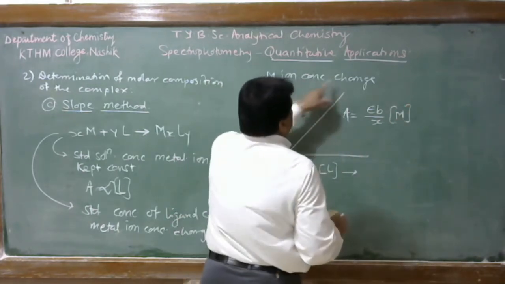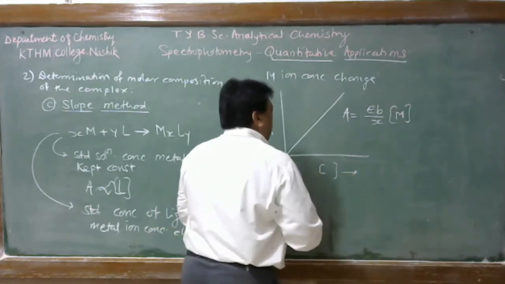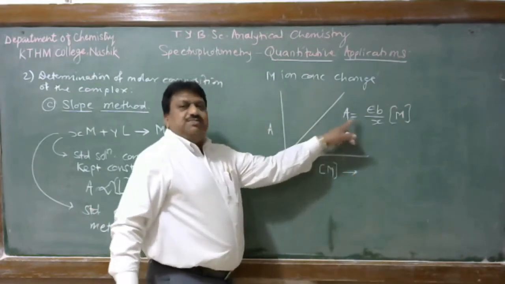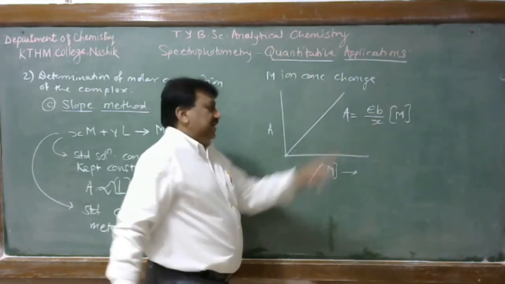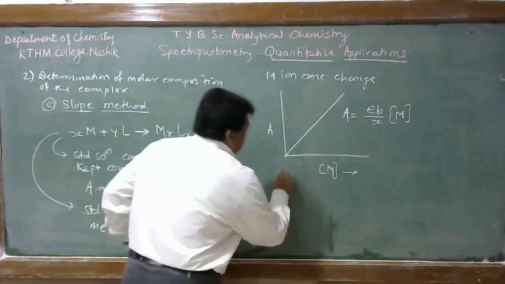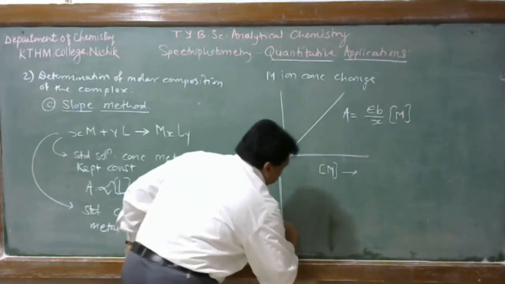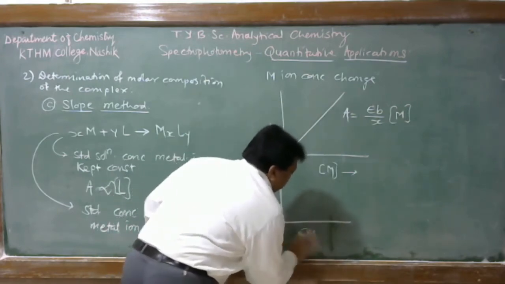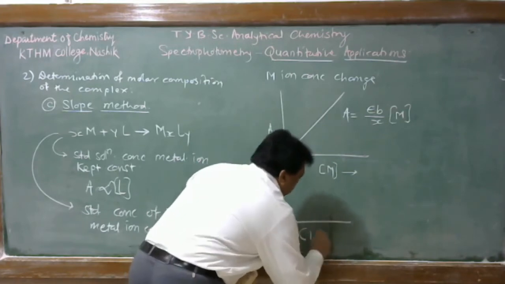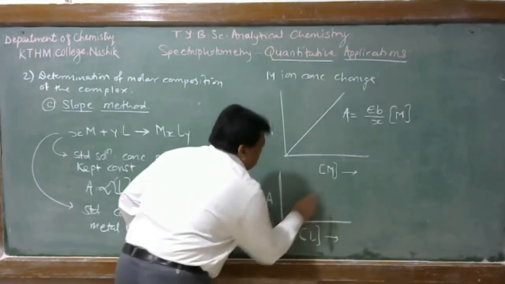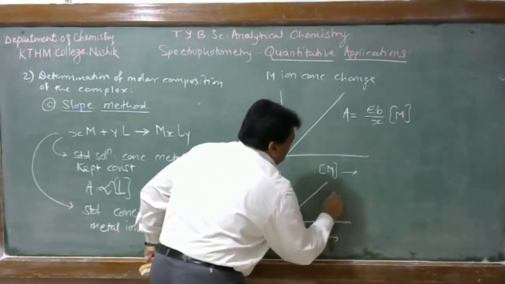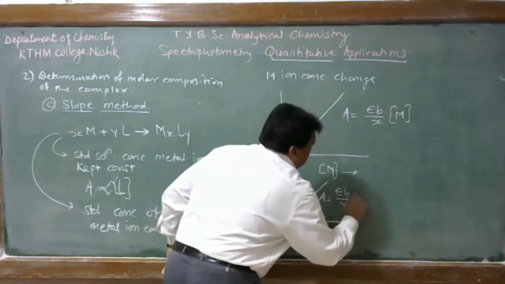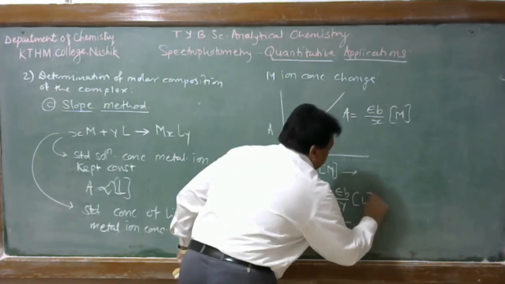When metal ion concentration is changed, then absorbance is determined by the concentration of metal ion. And when ligand concentration is changed, then also we have the same graph, with the slope equal to epsilon B upon Y and concentration of L.